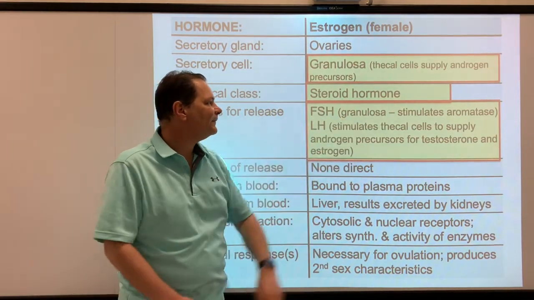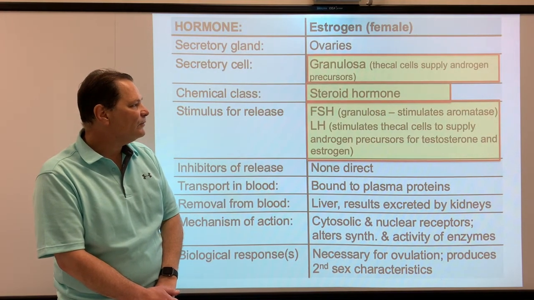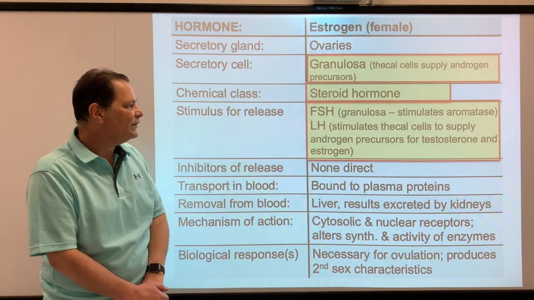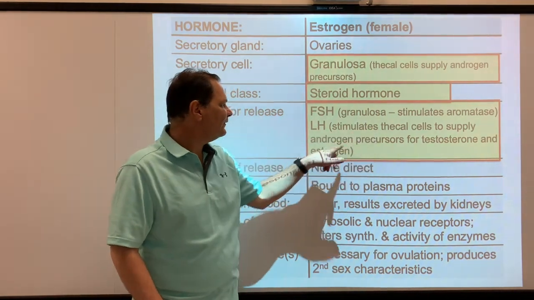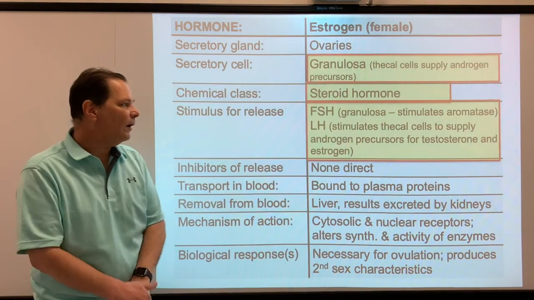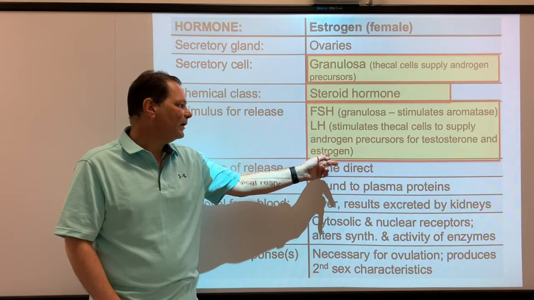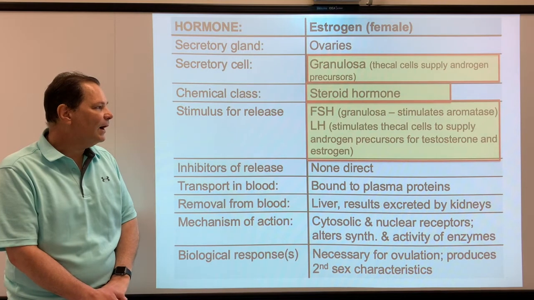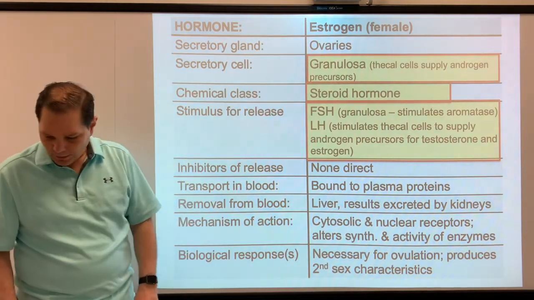FSH stimulates the production and release of estrogen because it stimulates an aromatase, which converts testosterone to estrogen. We will see that later in the lesson. LH stimulates thecal cells to supply androgen precursors, so it also can play a role in increasing the production of estrogen just by supplying more androgen to the granulosa cells from the thecal cells, okay?